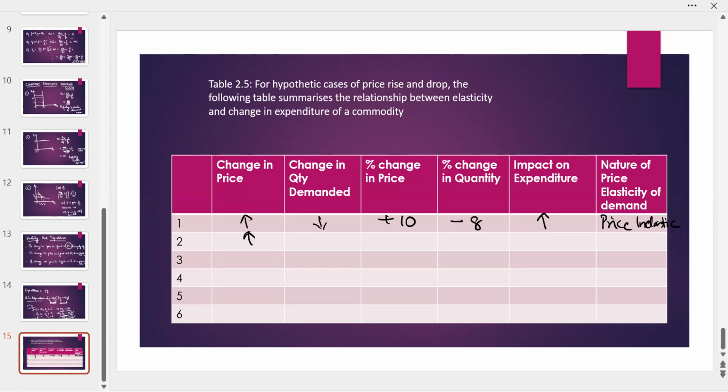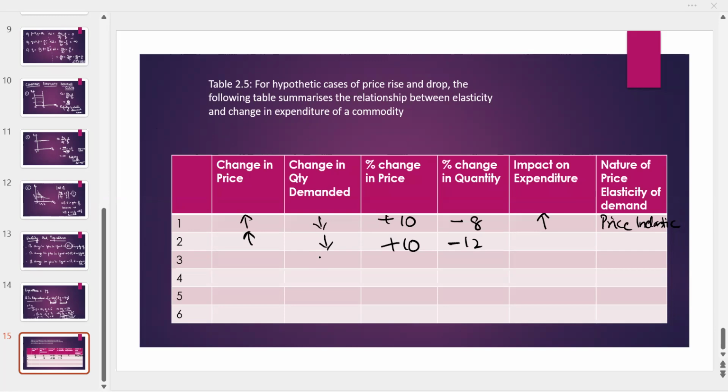Similarly, now take another example. If there's a change in the price, and we know that if there's an increase in price, the quantity demanded will fall. And let's say there's a 10% increase in price and a minus 12% fall in the quantity demanded. Correct. Now tell me, what would happen?